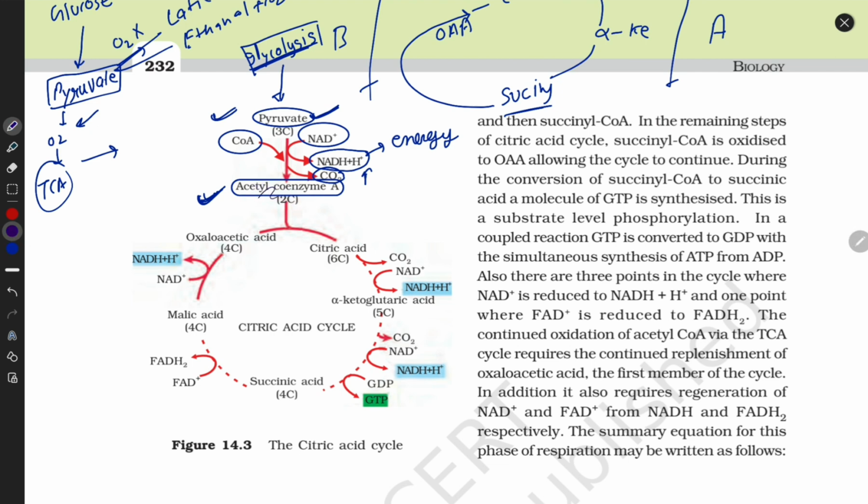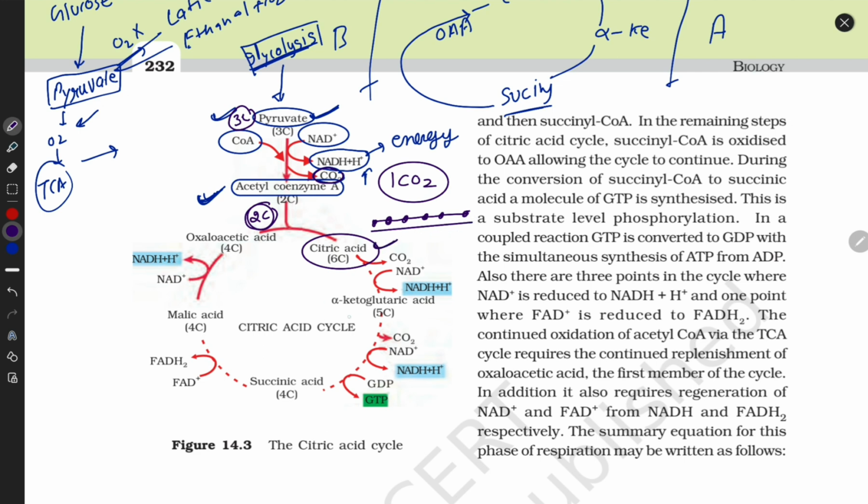Now acetyl coenzyme A is a 2 carbon product. Why a 2 carbon product? Pyruvic acid is a 3 carbon compound. Look here, 1 carbon is removed, so the remaining product is 2 carbon. Now they combine with multiple acetyl coenzyme A and form citric acid, 2 plus 2 plus 2. Come on guys, a 6 carbon product, citric acid.